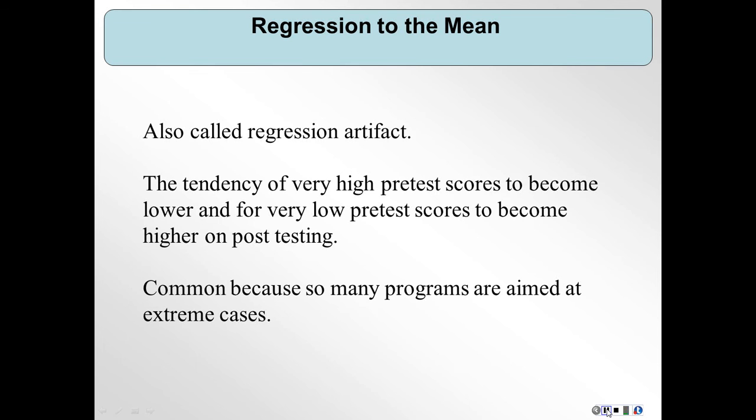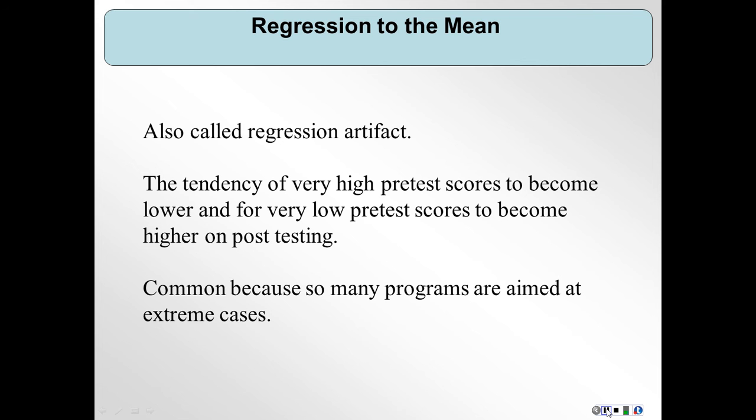Regression to the mean. This fifth threat to internal validity, regression to the mean, is sometimes referred to as a regression artifact. Regression artifact refers to the tendency of very high pretest scores to become lower later, or for very low pretest scores to become higher later. Not because of the treatment, not because of the program, but because people who are initially measured at one extreme or the other tend to regress to the mean.